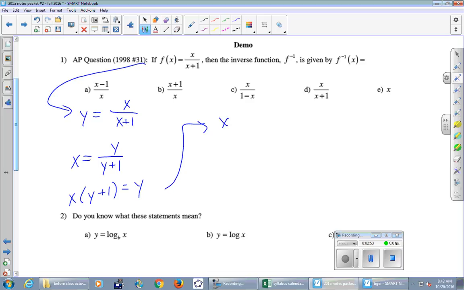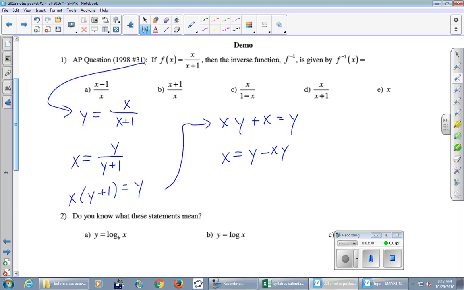So xy plus x equals y. I don't care how many x's we have, though. We just have to get all the y's to merge together and become a single y. And the way we're going to do that is we're going to move all the terms with y to one side and all the terms without to the other. So we're going to take that xy on the left and subtract it over to the right. Yes? Subtract xy from both sides.